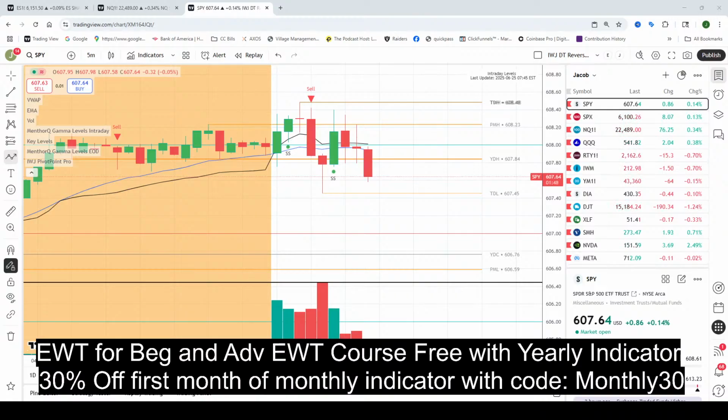NQ could try to close the overnight gap. Oh yeah, 70 points is nothing. They can do that easy.